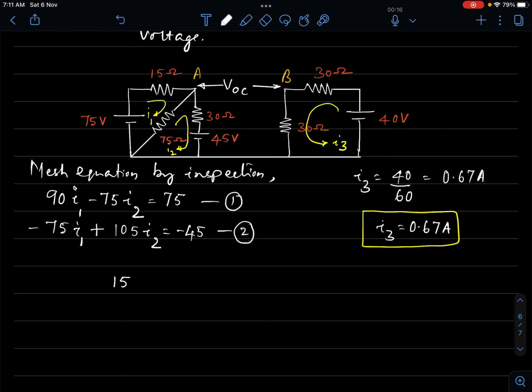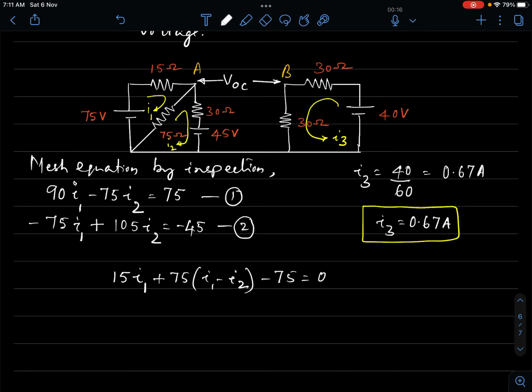So equations 1 and 2 can also be obtained this way. For the 15 ohm, the current flowing is I1, that is the drop in voltage. Then we come via the diagonal. The diagonal has 75 ohm resistance. The current along the clockwise direction is I1 minus I2. And we hit the negative sign of the source, minus 75 equal to 0. So you simplify, you'll get equation 1.